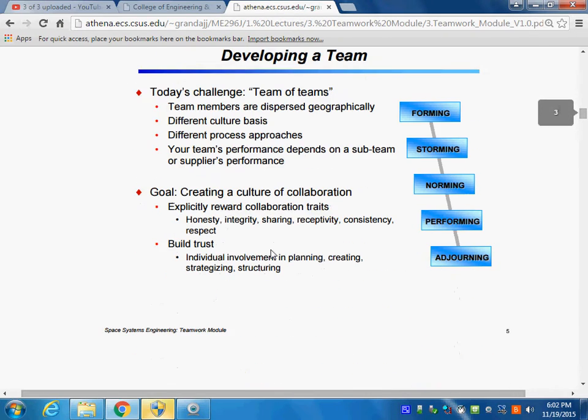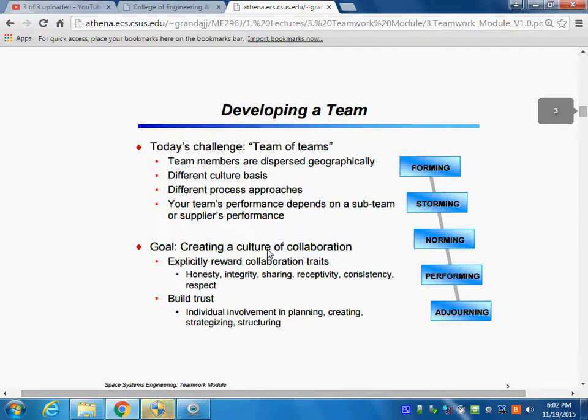So let's talk a little bit about the steps of developing the team. And in here you would say we have the challenge of the team of teams. We need to develop team members that are, in many cases, geographically all apart. Think about it. We all came from different cultural backgrounds. We all of us think a little different than each other. Maybe there's cultural basis.